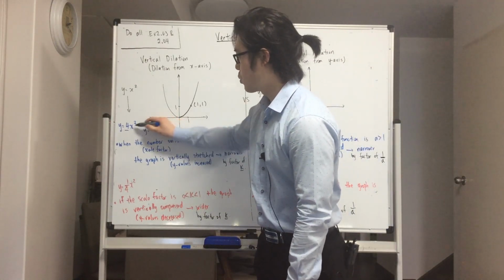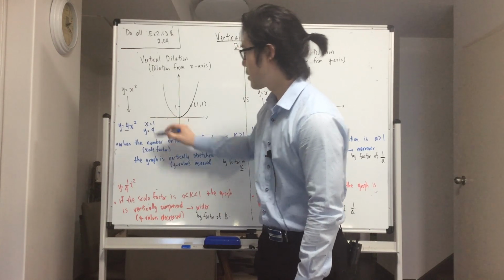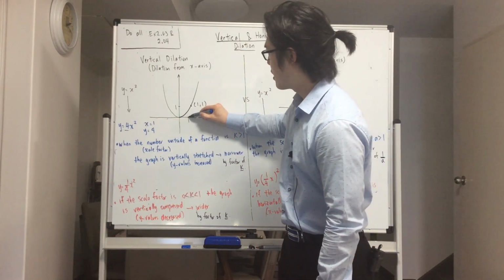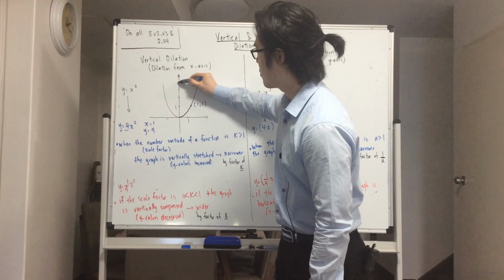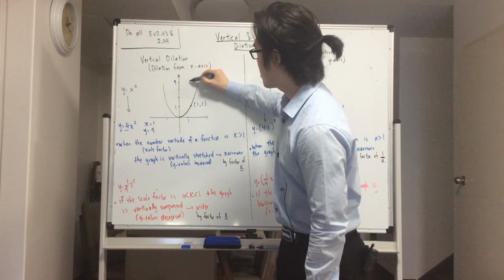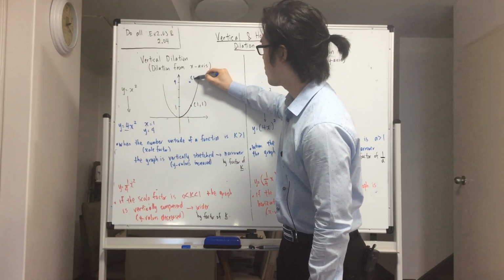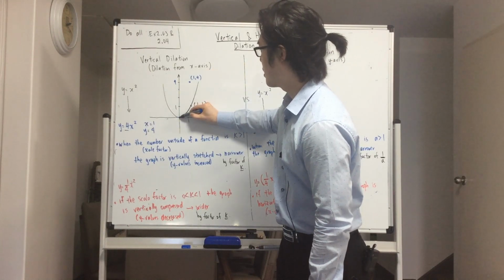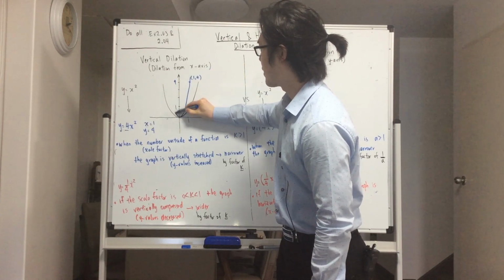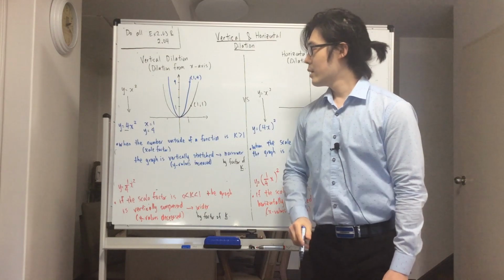So obviously if I substitute 1 in here, the y value is just going to be 4. So that means it's going to go through 1 and then 4. Let's just say it's here. So it's going to go through here, 1 and 4. So this would be the parabola if there was a 4 in front. Okay?